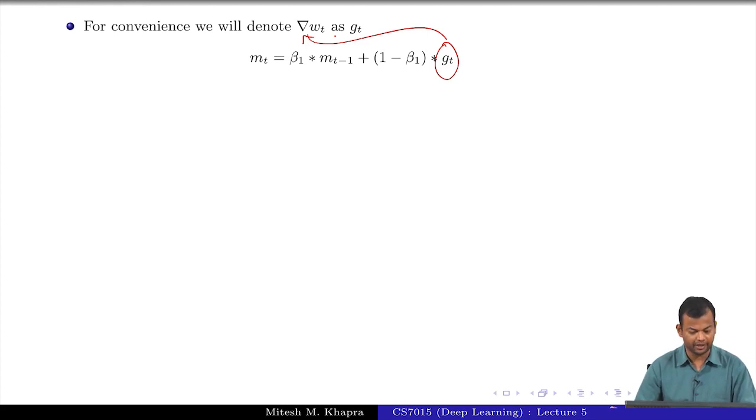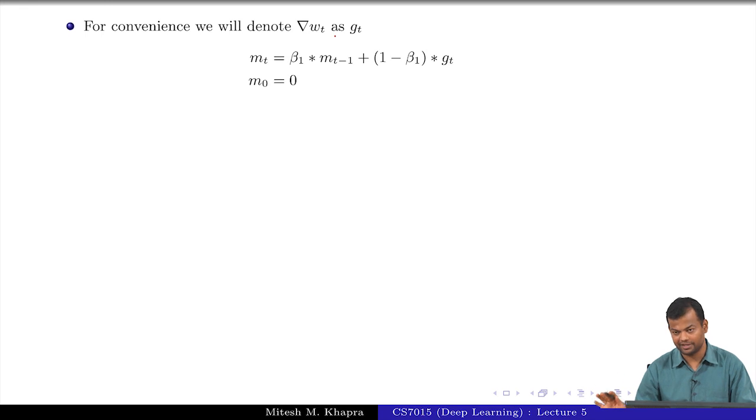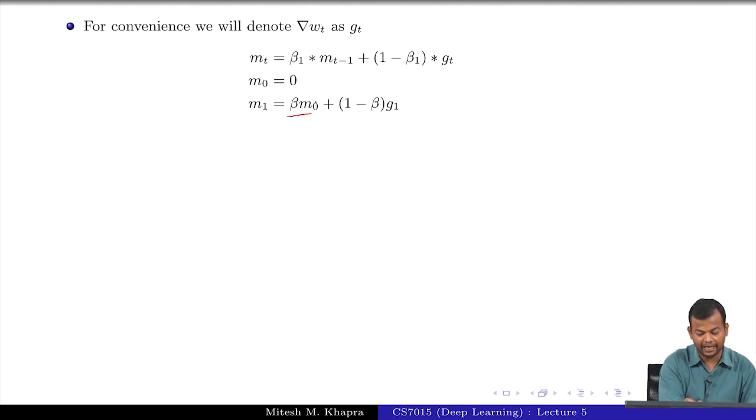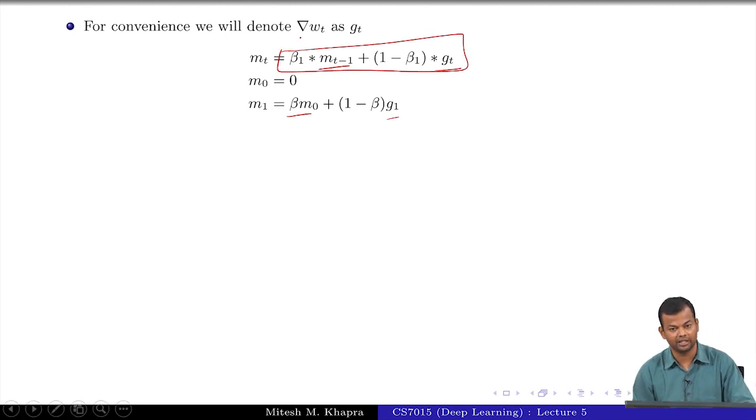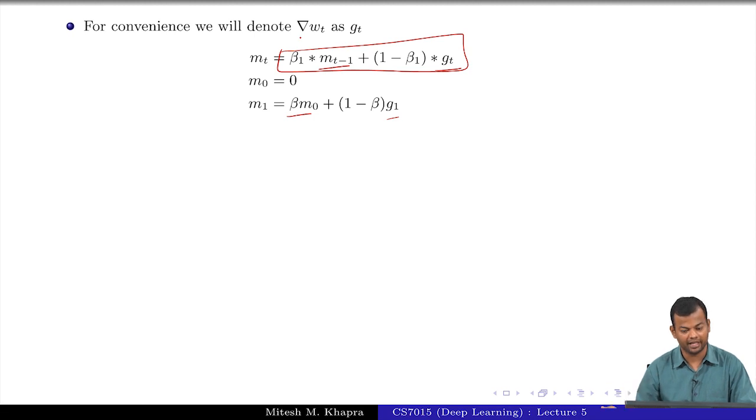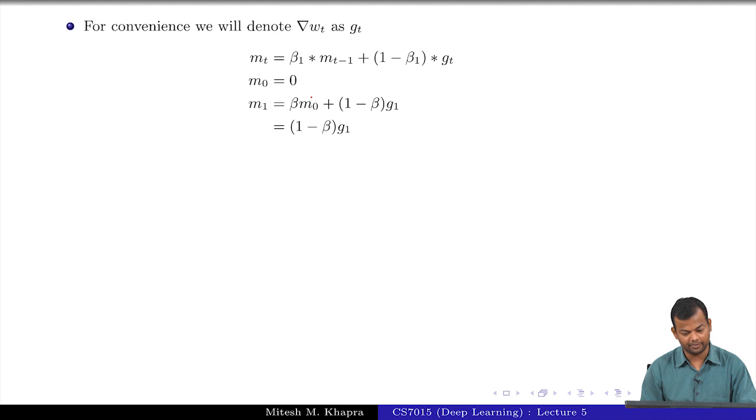So we have this expression for MT. Now let's expand it and see what happens. At M0, it is going to be 0, because that's my starting point. I have no history, so I'm just going to keep it as 0. M1 is my first time step, at which it is going to be beta times M0 plus 1 minus beta times G1. I've just substituted the appropriate quantities for M of T minus 1 and G of T in the original expression. M0 itself was 0, so what you are left with is 1 minus beta times G1.